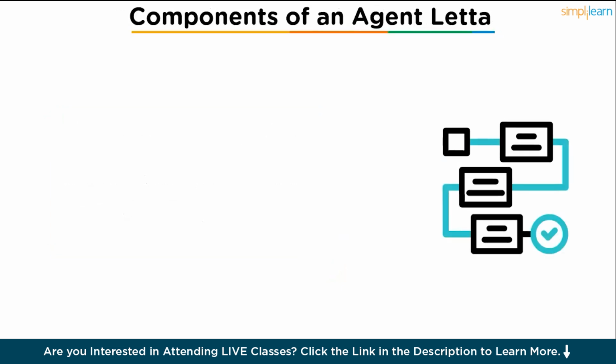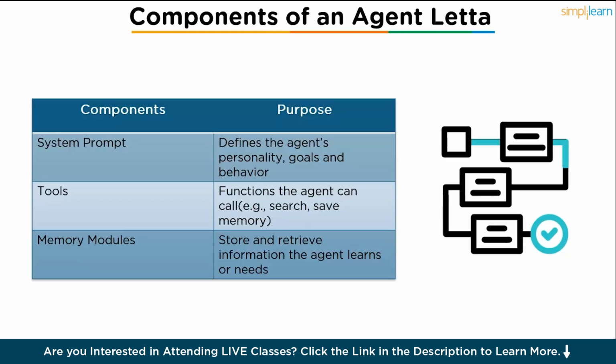Let us see what are the components of an agent in Letta. Letta agents are constructed using three essential components, which are system prompts, tools, and memory modules. The system prompt defines the agent's personality, behavior, and goal. Tools equip the agent with functional capabilities like search and data updates. In our memory modules, we store and retrieve critical information, allowing the agent to adapt and learn.